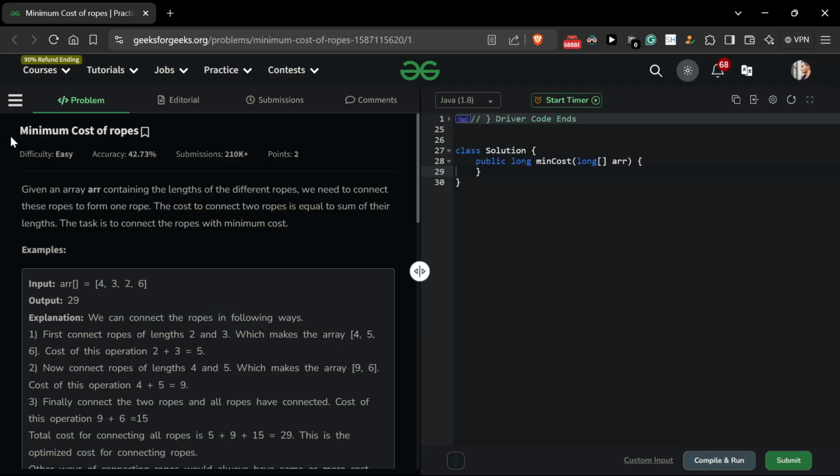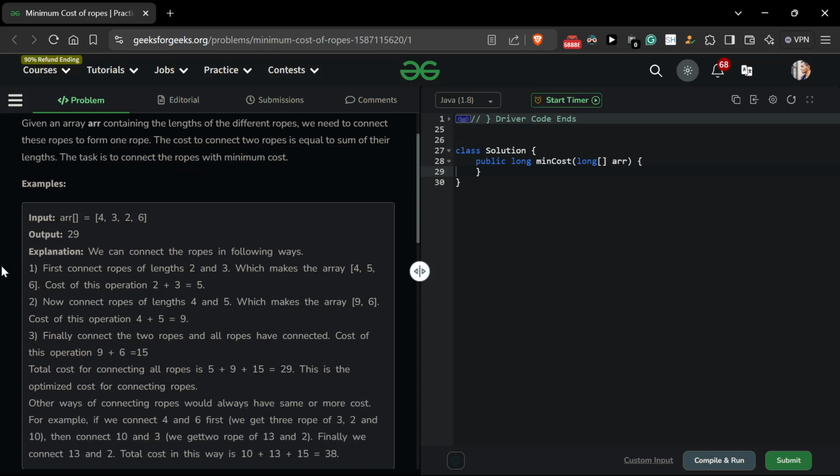Here we go. We have a question: minimum cost of ropes. You are given an integer array containing the lengths of different ropes. We need to connect these ropes to form one single rope. The cost to connect two different ropes is equal to the sum of their lengths. So our task is to connect the ropes with a minimum cost.